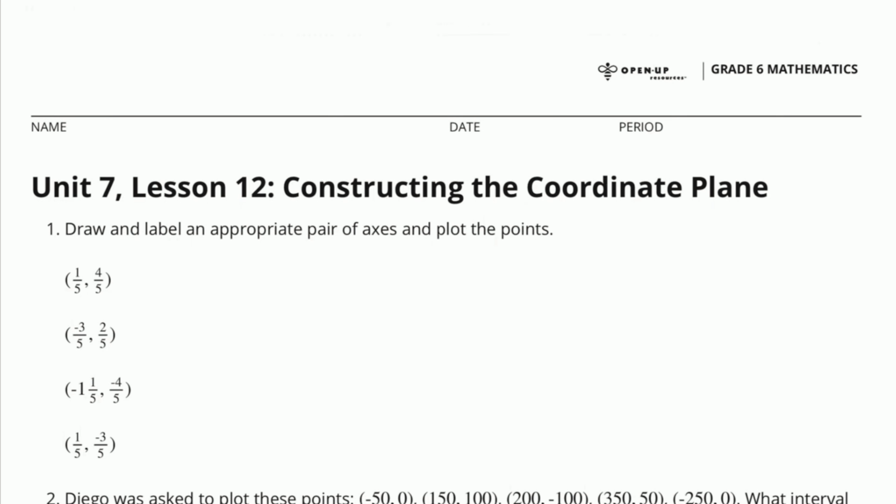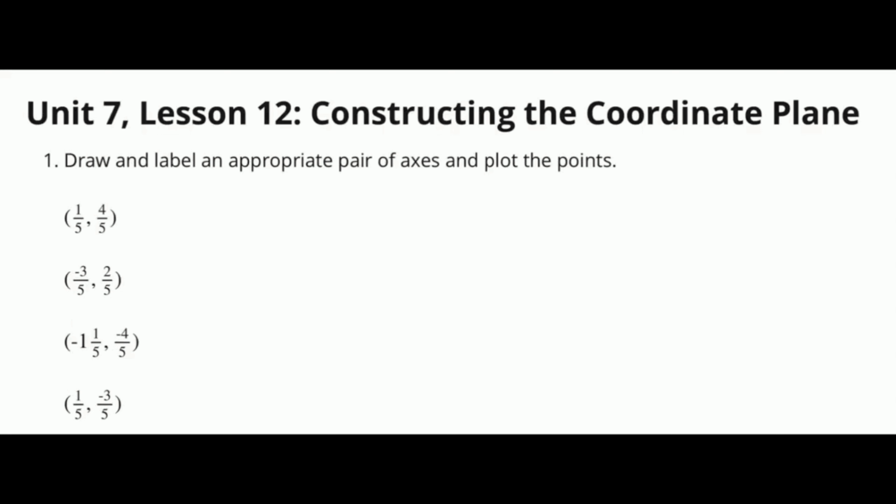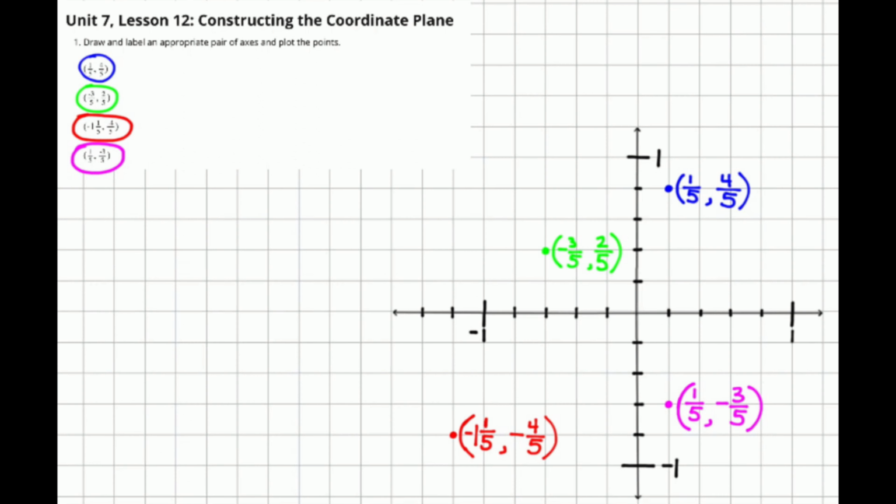Unit 7, Lesson 12, Constructing the Coordinate Plane. Number 1. Draw and label an appropriate pair of axes and plot the points. I designed both the horizontal axis and the vertical axis to be in increments of 1/5. Since each of the data points were in fifths, or no larger than the absolute value of 1 1/5, it was easy to fit all of the data points on this graph.